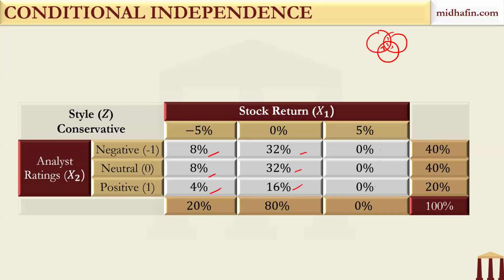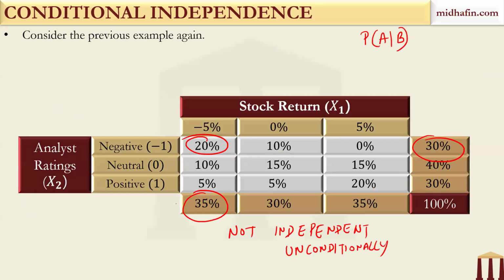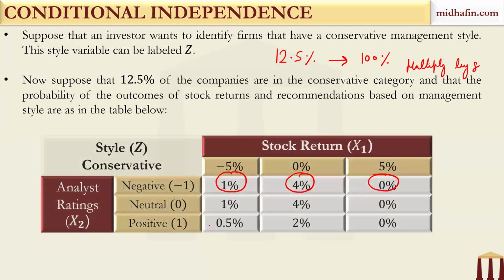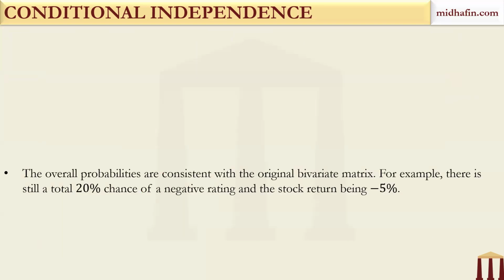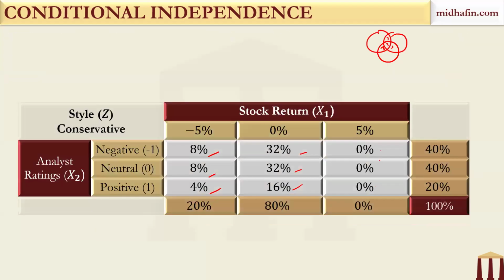So the idea is completely same if you see. The only difference is that over there we were doing set theory. We were studying two different events. Now we have a single bivariate variable which has two components. Now we are analyzing these two components whether they are independent or not. We clearly see that unconditionally they are not independent. But once we add a condition of conservative style, and we change the numbers a little bit, then they become conditionally independent.